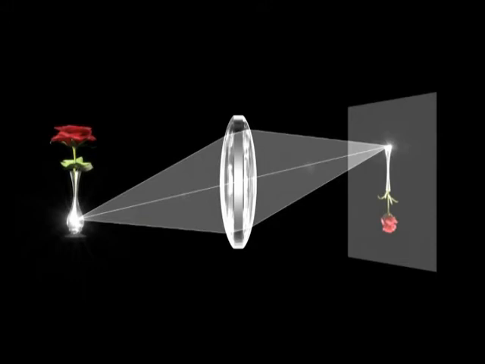It is important to note that when constructing ray diagrams, real rays and real images are drawn in full lines. Virtual rays and virtual images are drawn in broken lines.